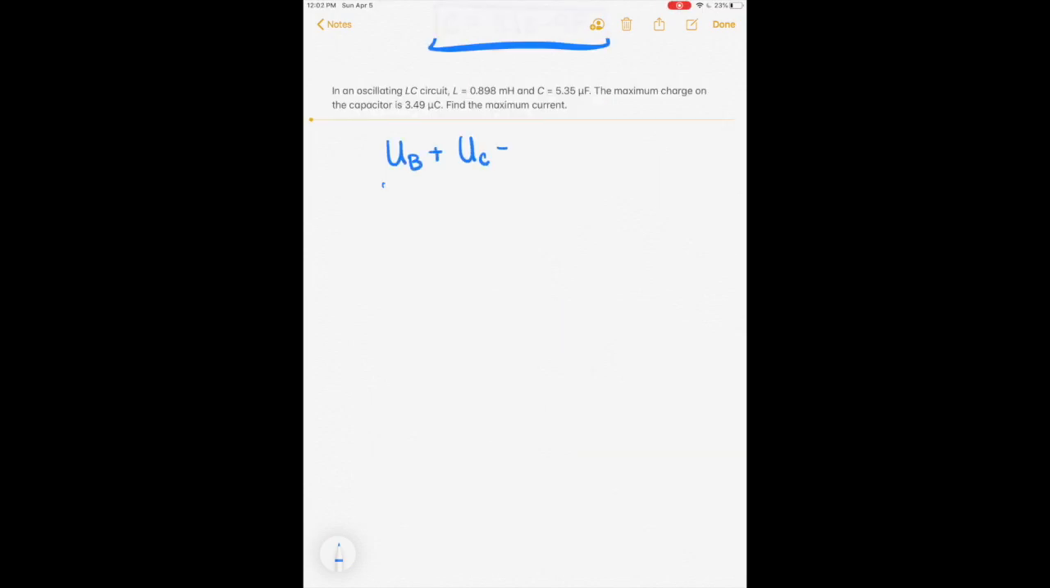So example problem number 2 states, in an oscillating LC circuit, we have an inductance of 0.898 millihenries and a capacitance of 5.35 microfarads. The maximum charge of the capacitor is 3.49 microcoulombs. Find the maximum current. So here we can say that the total energy is again equal to Q max squared over 2C at any time.